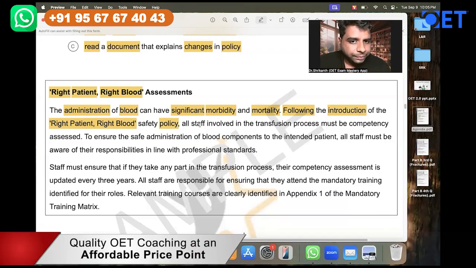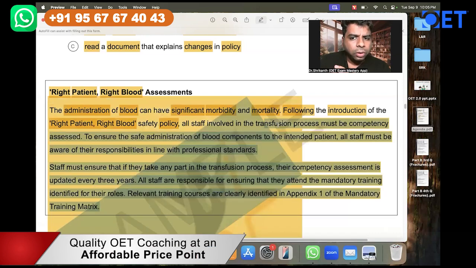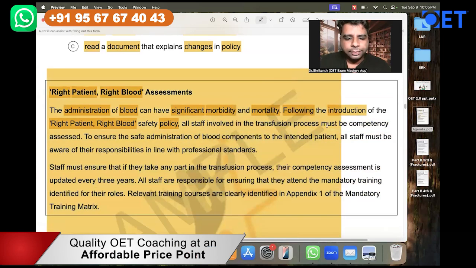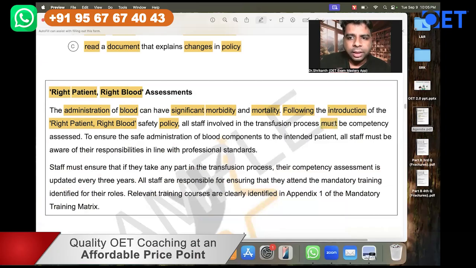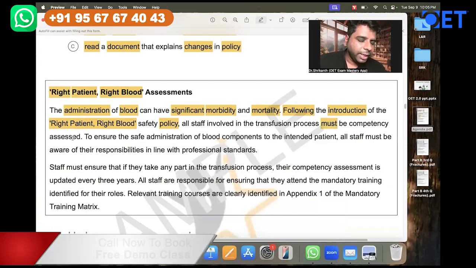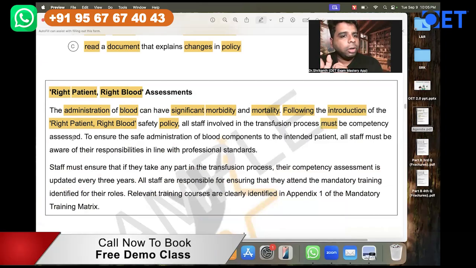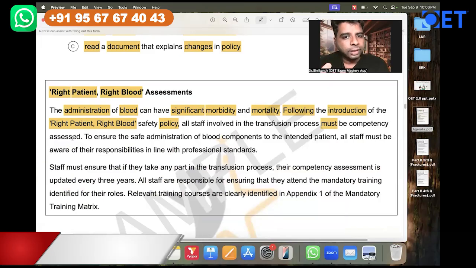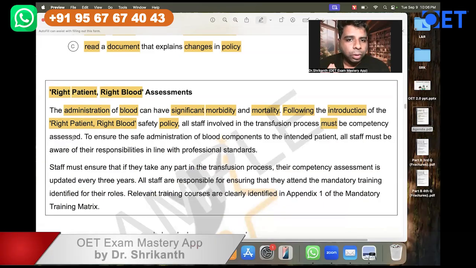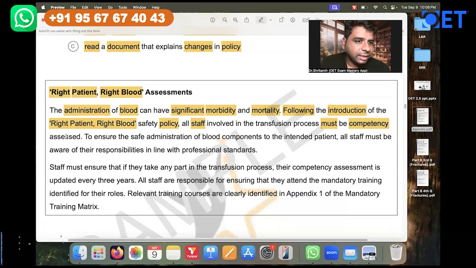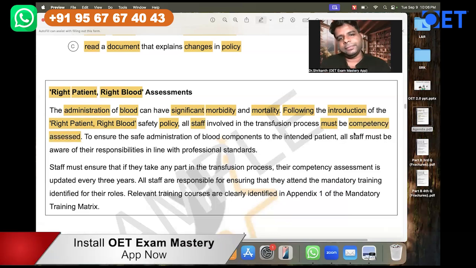That is, every single staff involved in the transfusion process must be competency assessed. So first, what happened? First, a policy was introduced, the Right Patient, Right Blood policy. After that policy was introduced, secondly, what happened? Following that, there came a rule. The rule is that every single staff involved in the transfusion process must be competency assessed. So what is the meaning of competency?